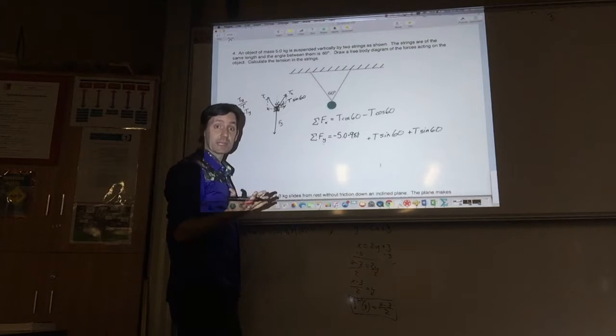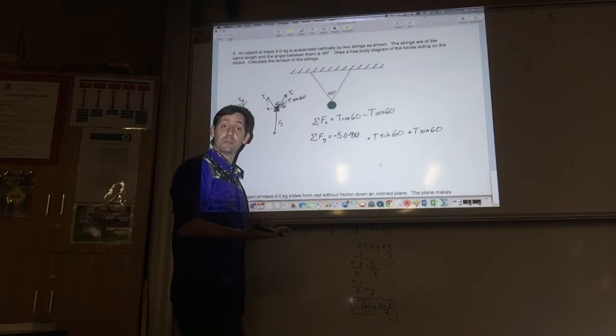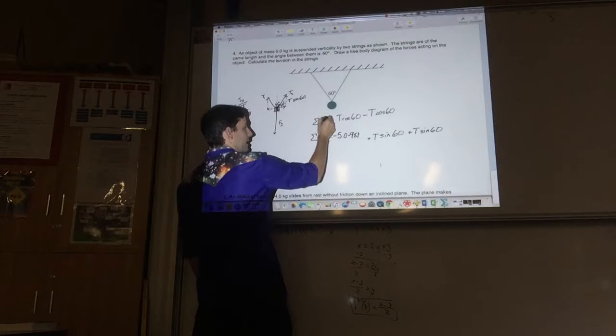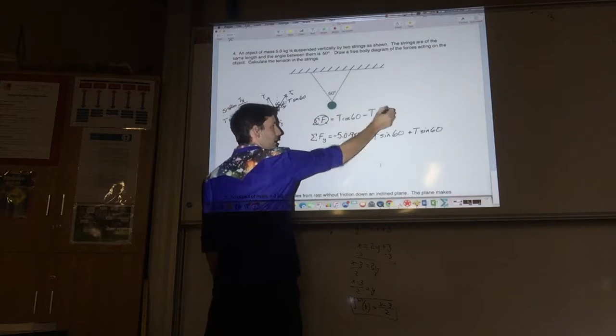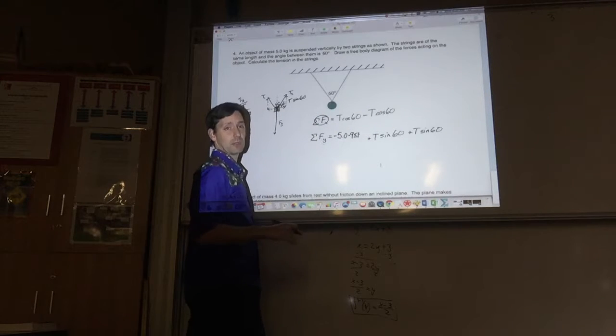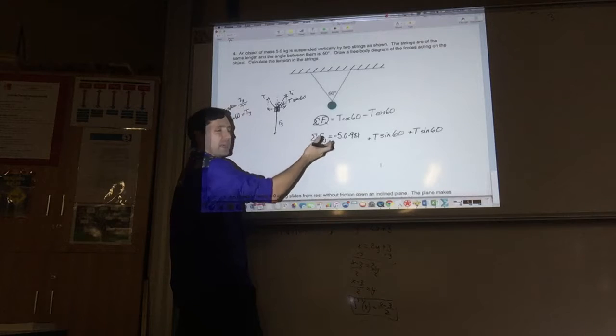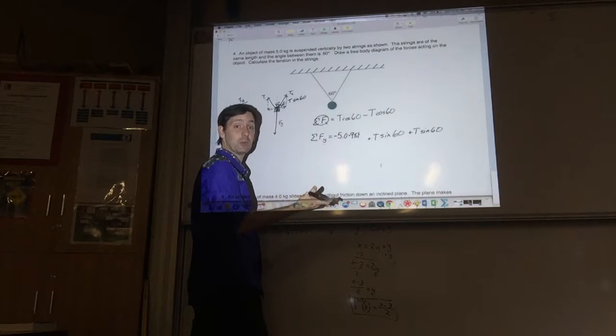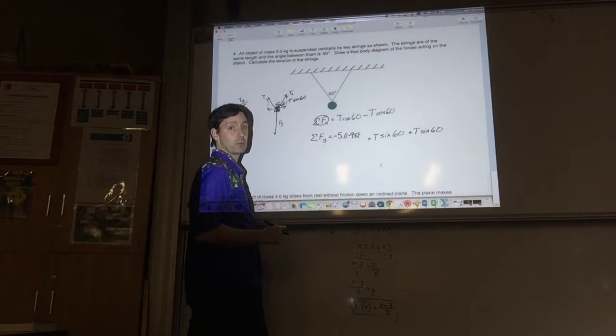Now, because it's at rest, that means all the accelerations have to be equal to 0. The sum of the forces must be 0. So at this point, I can change this to 0. 0 equals that, which of course that minus itself equals 0. It also supports the fact that these two tensions are equal. Yes, they have to be equal, otherwise you wouldn't get a 0 here.